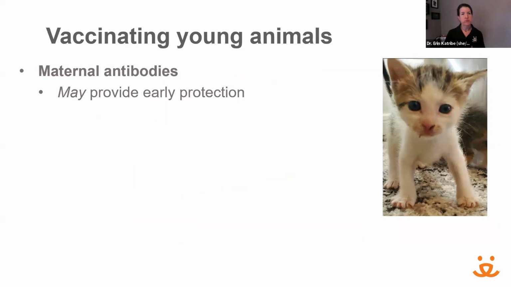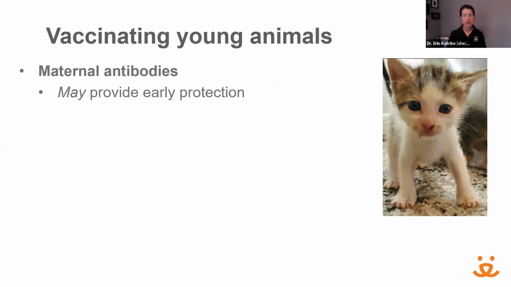We talked about how young animals are super high risk for infectious disease, right? They're vulnerable. They're also the ones that are most likely to be shedding infectious disease in the shelter. And so we are going to vaccinate them at 4 weeks or even younger in some situations. What's important to understand, though, is something called maternal antibodies. And so what are maternal antibodies?